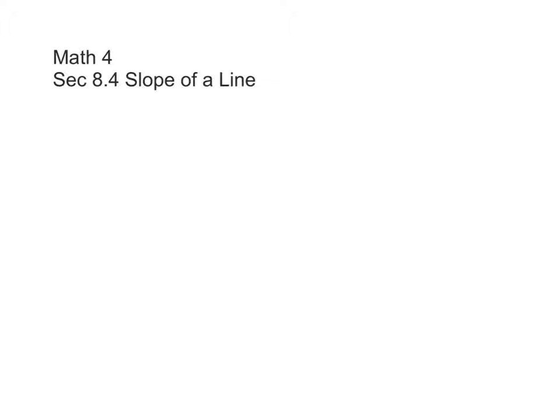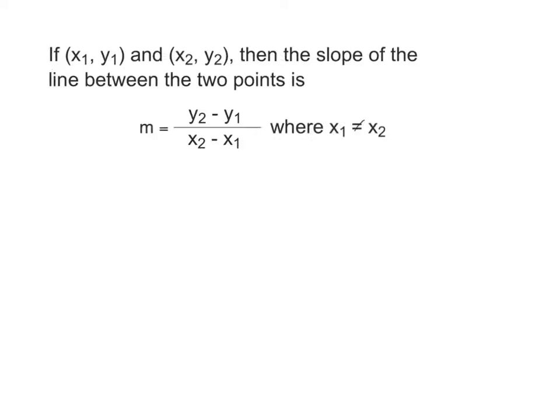This screencast is about how to find the slope of a line. If you have 2 points, x1, y1, and x2, y2, then the slope of the line between those 2 points, we use the letter m to show the slope, and then we're going to subtract the y coordinates, put that on top of a fraction, and subtract the x coordinates and put them on the bottom of a fraction.